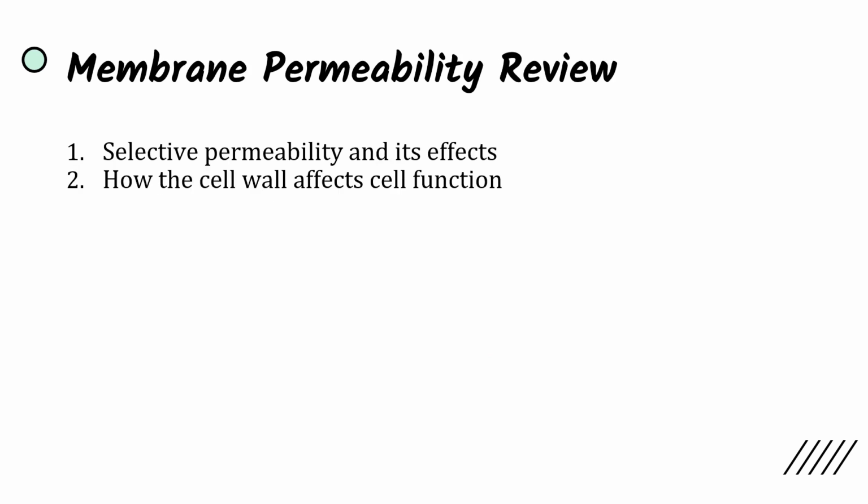So that's it for membrane permeability. Here's the review for topic 2.4. You want to know about selective permeability. How does it result from the structure of the cell membrane? What is it going to result in terms of cellular transport? What can easily pass through the membrane? What can freely pass through? And what cannot freely pass through the membrane and requires proteins? And then also how the cell wall is going to affect the cell function and membrane transport.